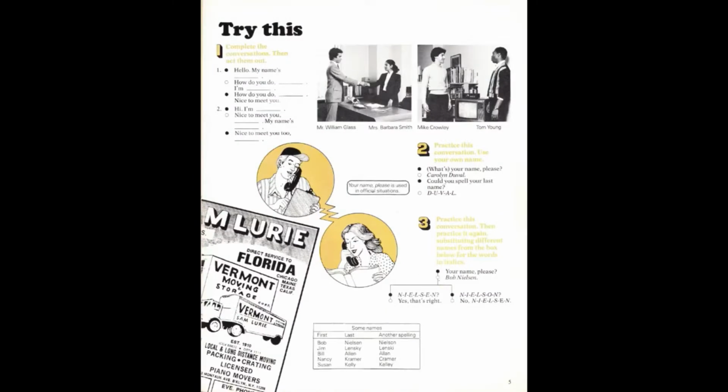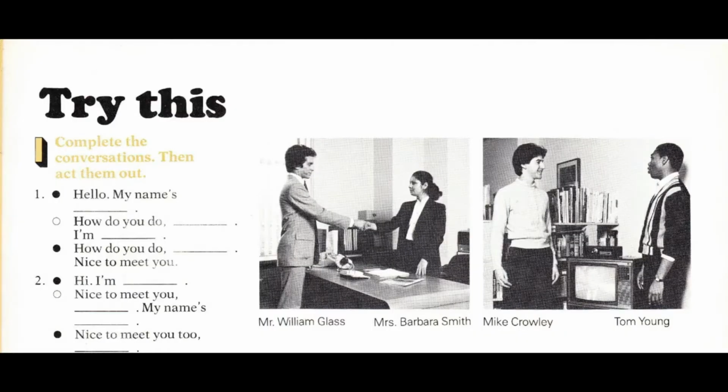Okay, folks, now in this part we can see some exercises in connection with what we have learned and heard up to now. So on the top you can see 2 pictures. There are 2 conversations. The picture on the left is a formal conversation, and you can see it is written Mr. William Glass and Mrs. Barbara Smith. So we have the title Mr. and Mrs., which shows this is a formal conversation. The picture on the right is informal conversation. You can see Mike Crowley, Tom Young, without titles.